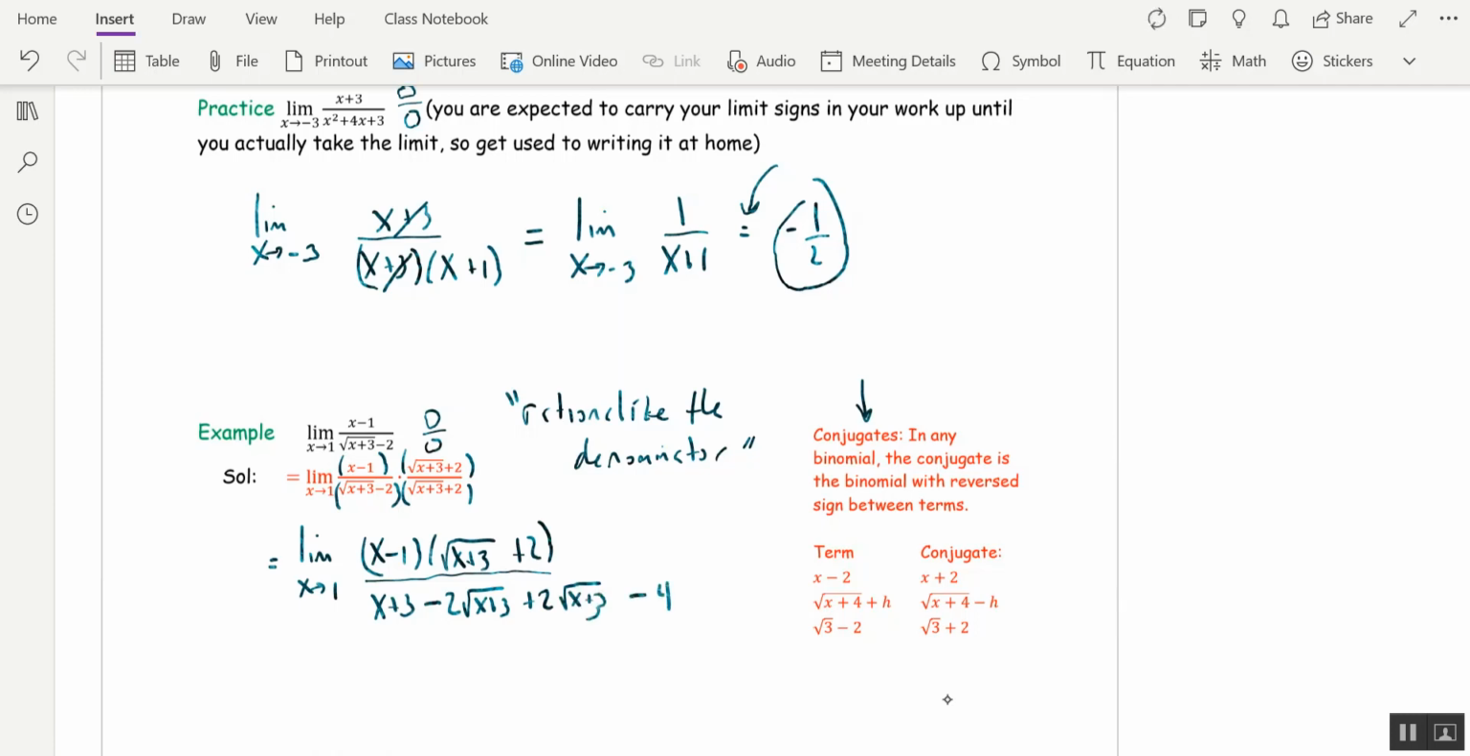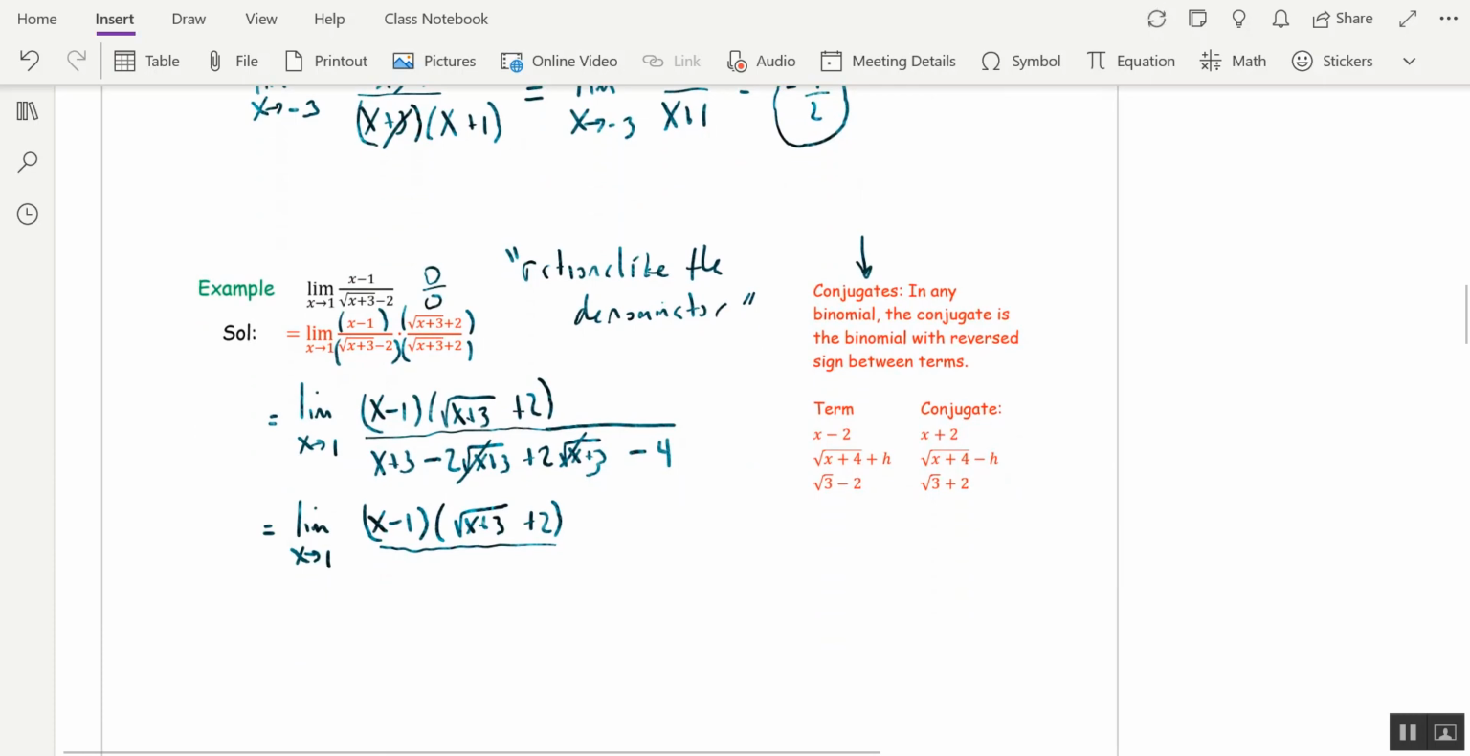Now that was the goal, because see, the inside terms cancel. And so we've gotten rid of the square root. That's the limit as x goes to 1, x minus 1, I'm leaving the top alone. And in the denominator, I've simplified to x minus 1.